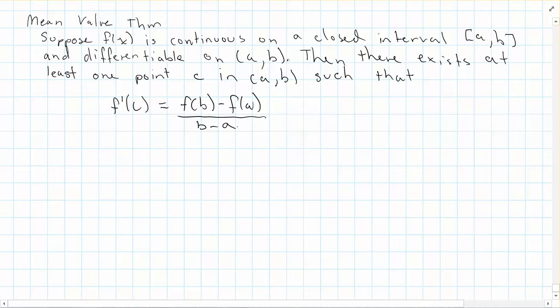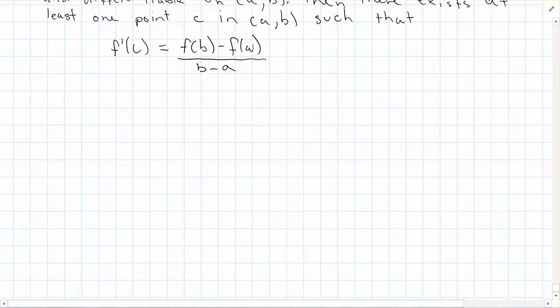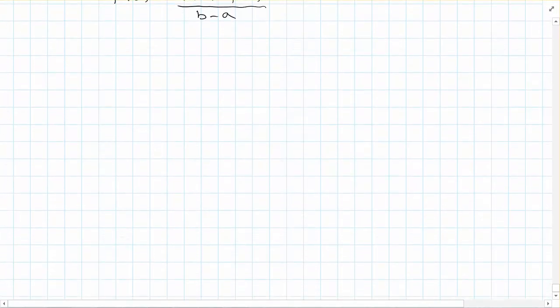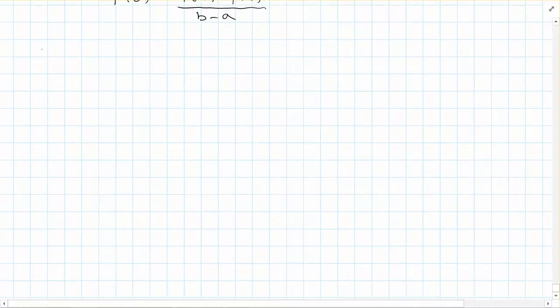And remember, this is the slope of the secant line, the line going through the points a and b, and that's equal to the slope of a tangent line. So there's some tangent line in the interval a to b that has the same slope as the secant. We looked at a picture of that and everything. So we're going to go ahead and prove this, but first by just looking at a picture.